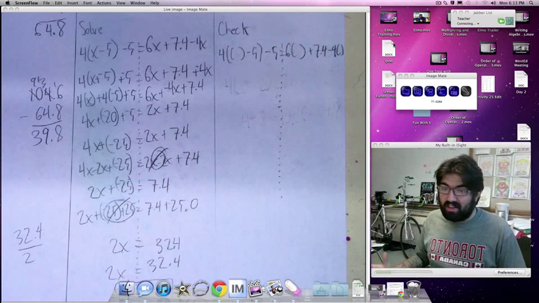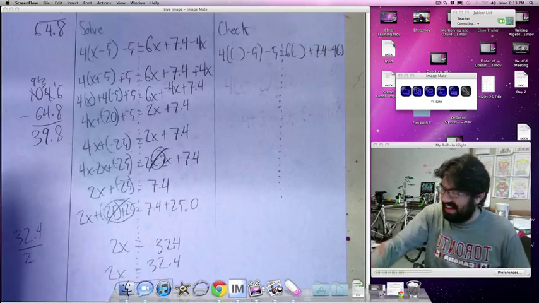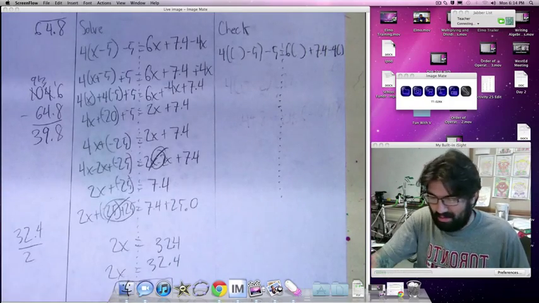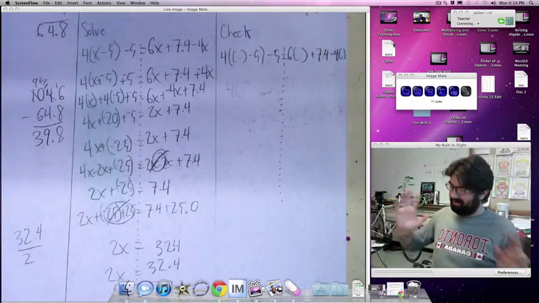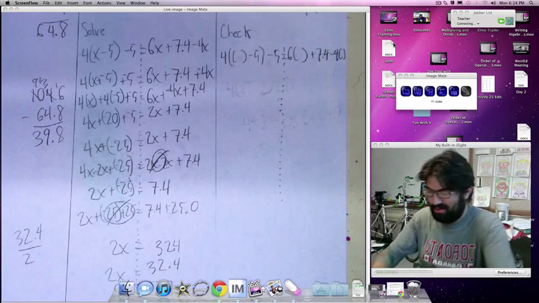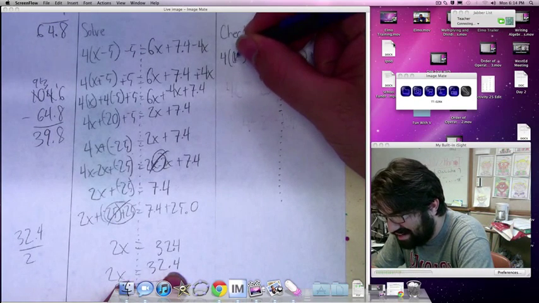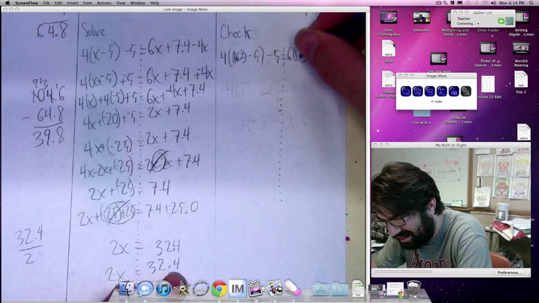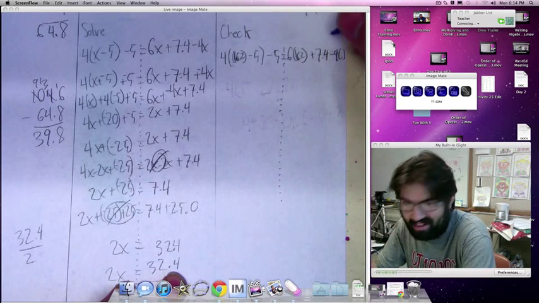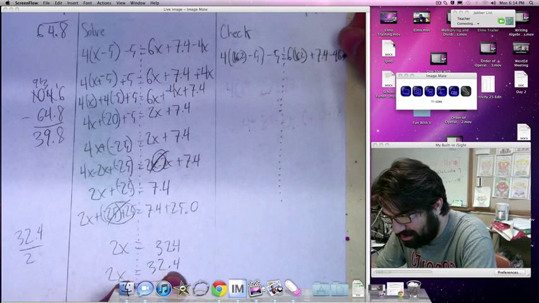If you mess up the check, you might have the right answer, because I was looking over here and that wasn't the problem. I messed up right here in the check. So I think it's pretty funny. We're plugging 16.2 in because that is definitely the answer, unlike what I was thinking about 5 seconds ago. 16.2.